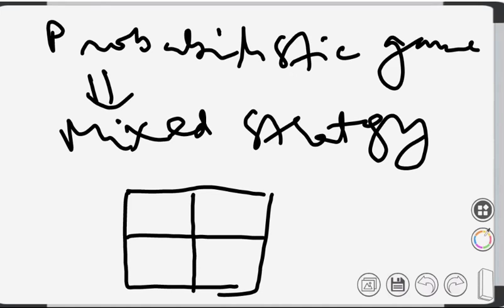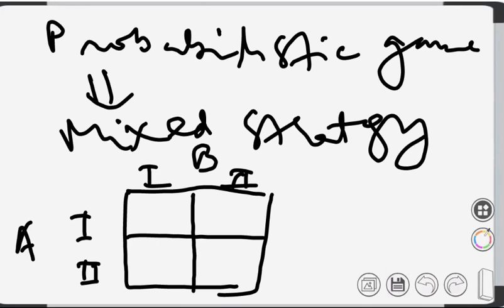So we are starting with the simplest form. Suppose A has two strategies, one and two, and B also has two strategies, one and two. We are writing it in matrix form. Please write, students. These elements I am writing as A11, A12, A21, and A22. This is just a matrix.